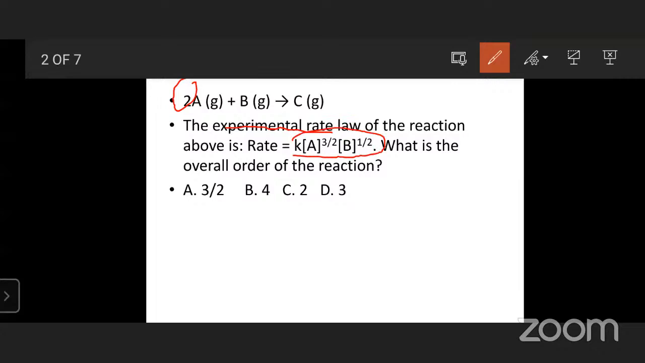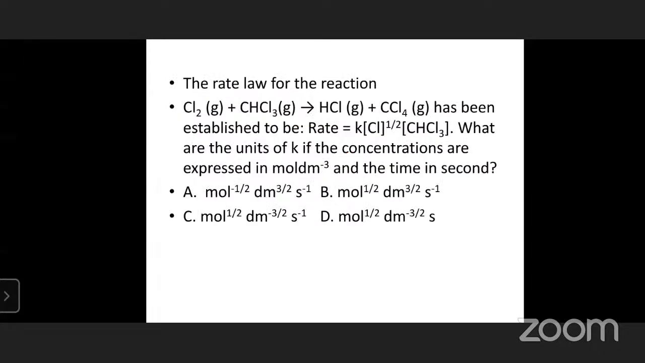A is raised to 3 over 2. B is raised to 1 over 2. What is the overall order? Can you add 3 over 2 plus 1 over 2? If you do, you will find one of the answers there. And that is what I have asked, question one. If you don't understand it, that means you are far away from the beginning. Okay? Then that's all.